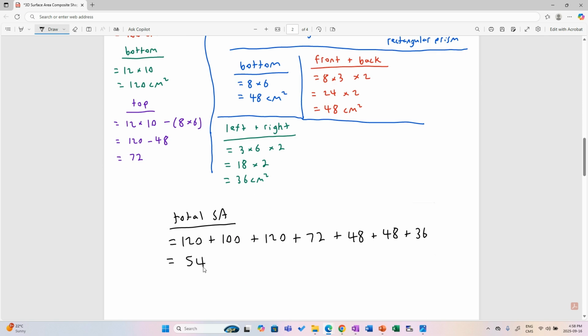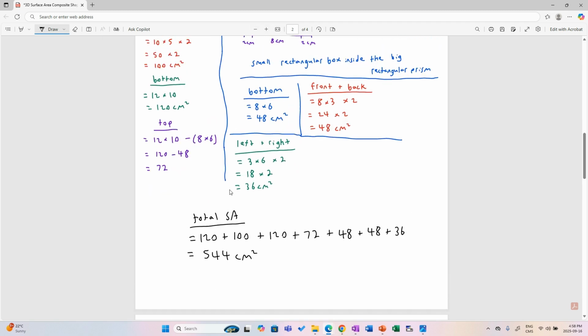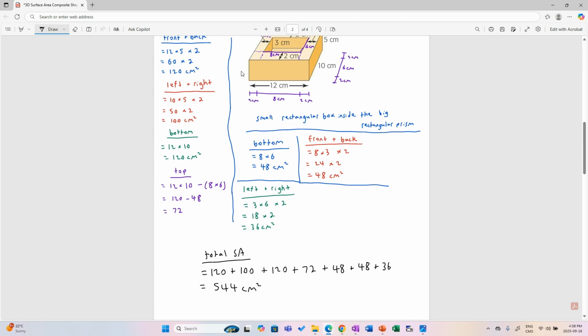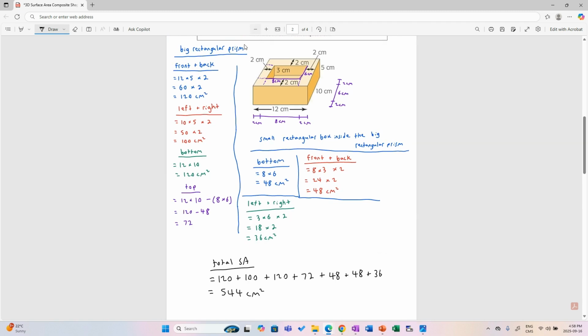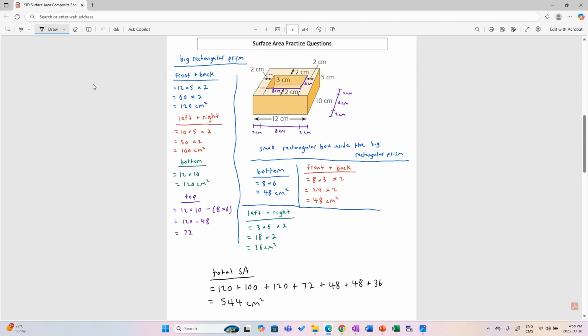544 centimeters squared. I'm going to zoom out so you can see everything as a full picture. And there you go.